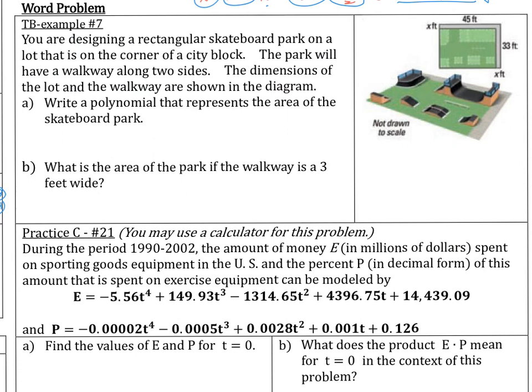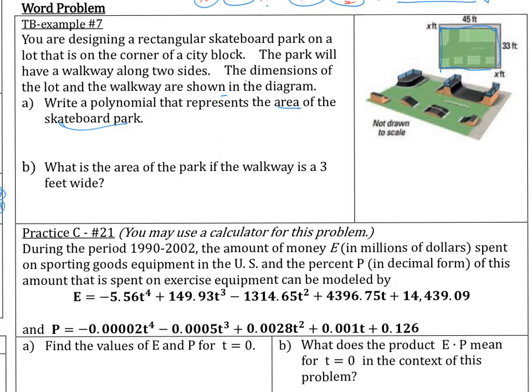Okay, let's take a look at some word problems. You're designing a rectangular skateboard park on a lot that is on the corner of a city block. The park will have a walkway along 2 sides. So these are the walkways. The dimensions of the lot and the walkway are shown in the diagram. Write a polynomial that represents the area of the skateboard park. So first we need to find out the length of the park and the width.